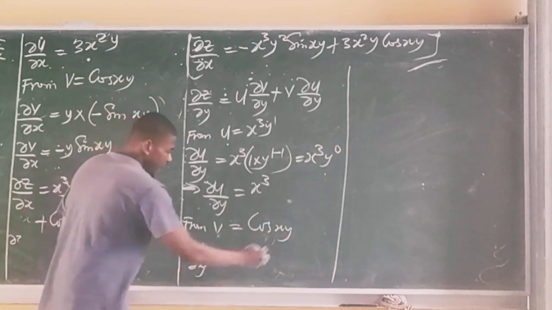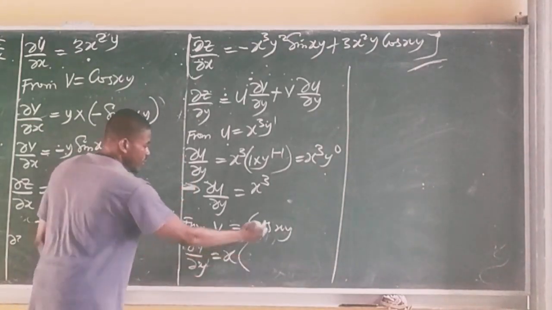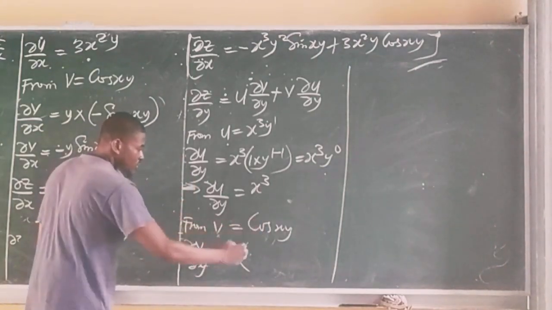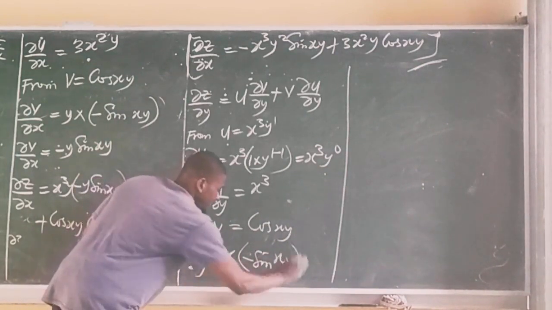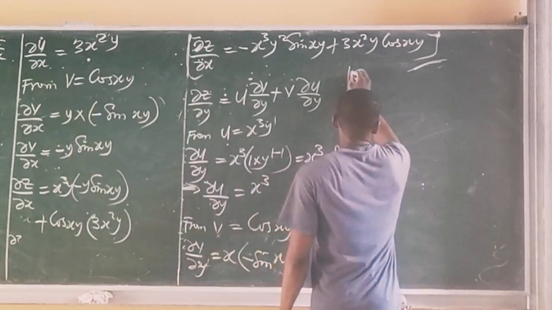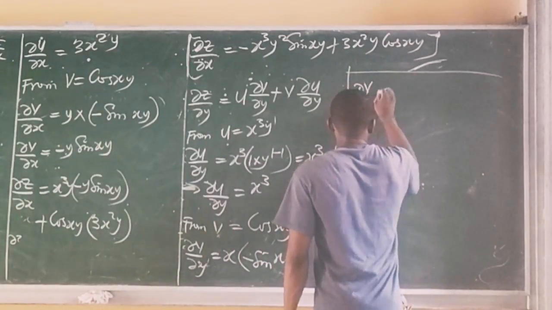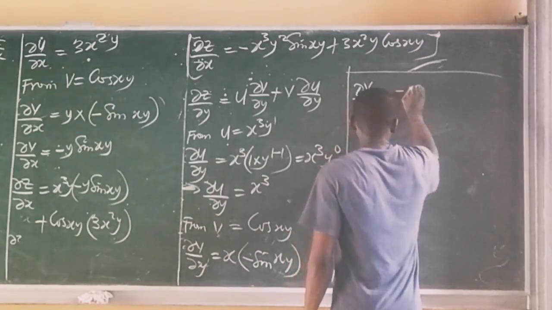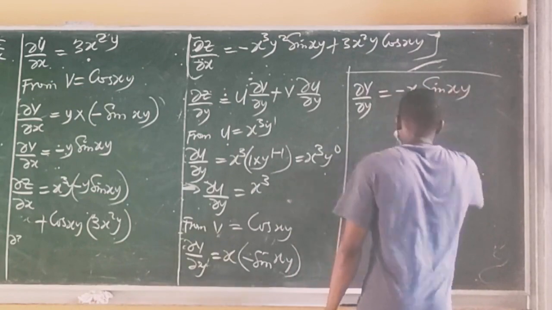Alright, so times x will now give me x. Then find the derivative of cos. If I differentiate cos, I'll simply have minus sine xy. So we have this. So it means that the partial derivative of v with respect to y is simply minus x sine xy.